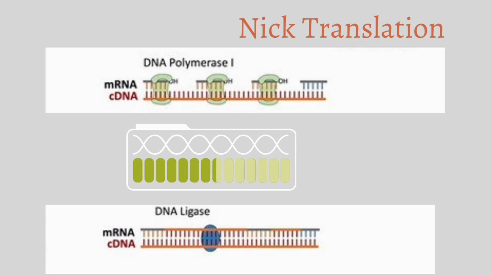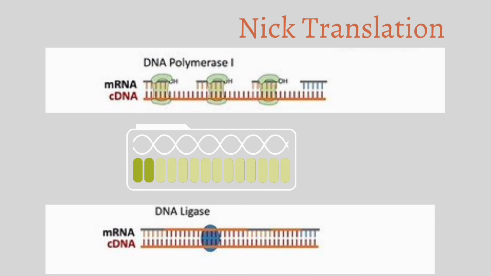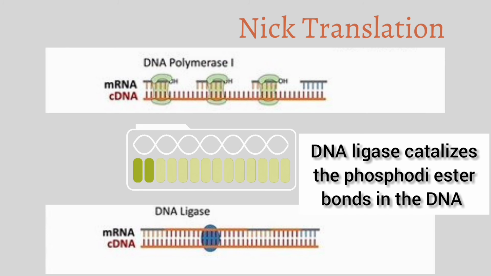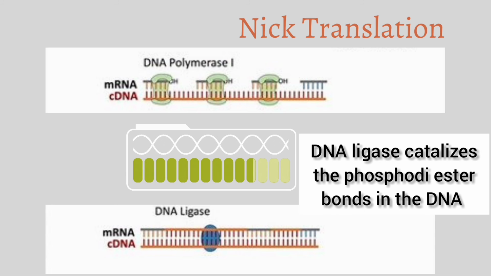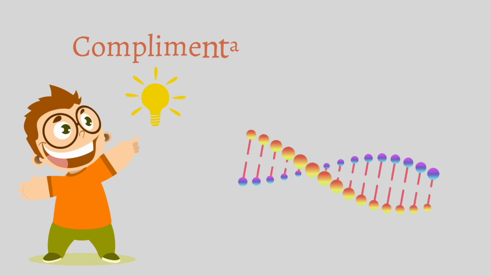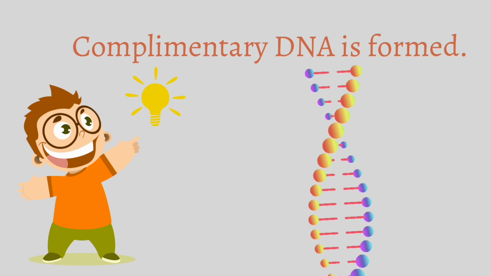DNA building blocks. Aside from that, DNA ligase also provided from E. coli catalyzes the formation of phosphodiester bonds in the DNA to finally form the double-stranded complementary DNA or cDNA.